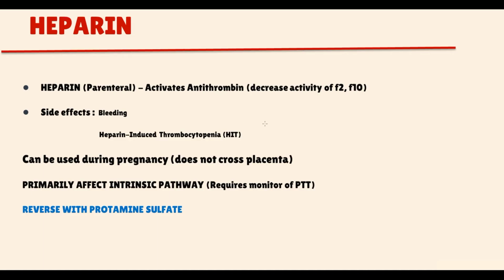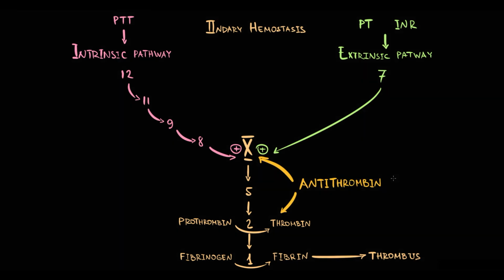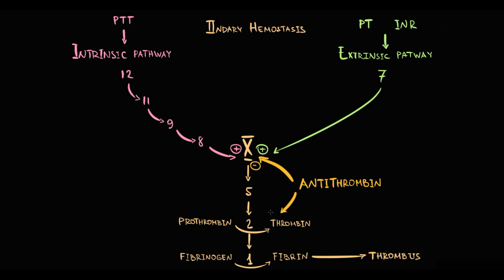The first agent is heparin. Heparin is a parenteral agent that activates antithrombin, and by antithrombin activation, heparin inhibits the activity of factor 2 and 10. So what we have to know is that the activity of factor 10 and 2, so-called thrombin, is regulated by a specific molecule called antithrombin. Antithrombin regulates the activity of these two factors by inhibition.